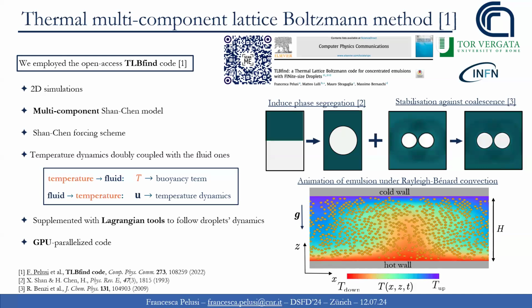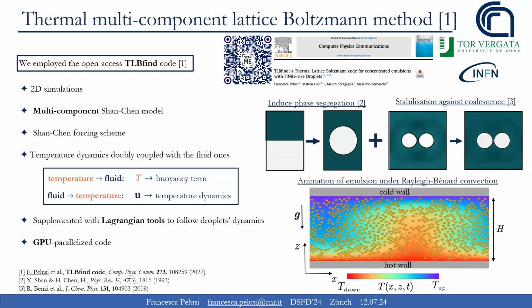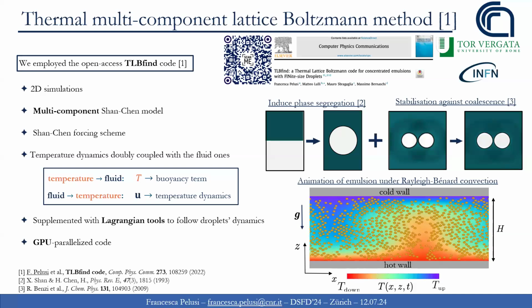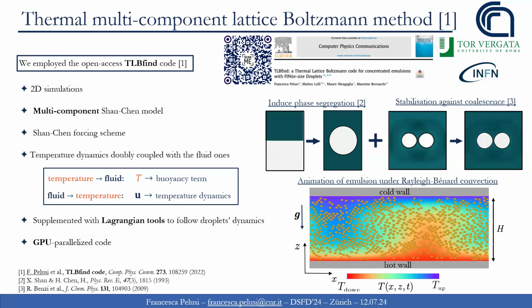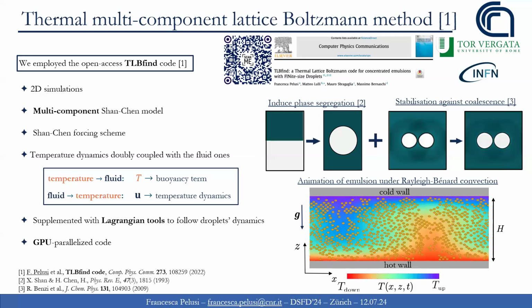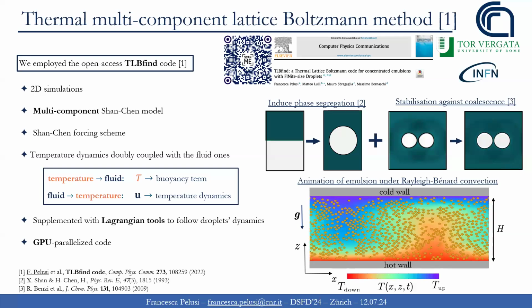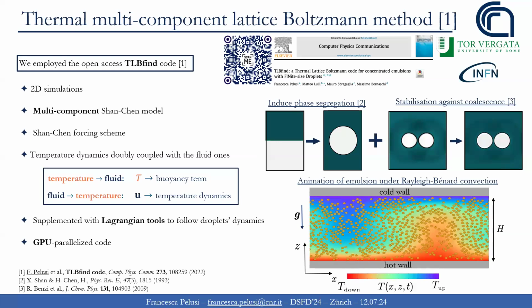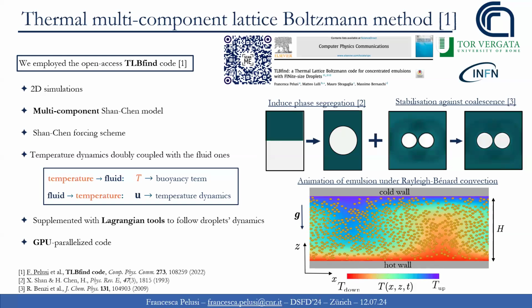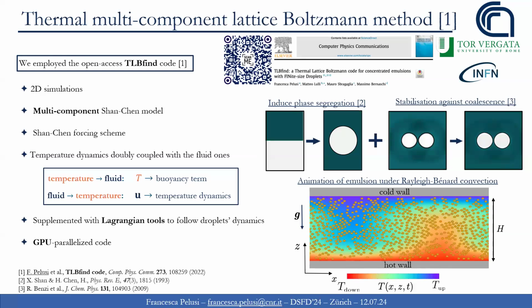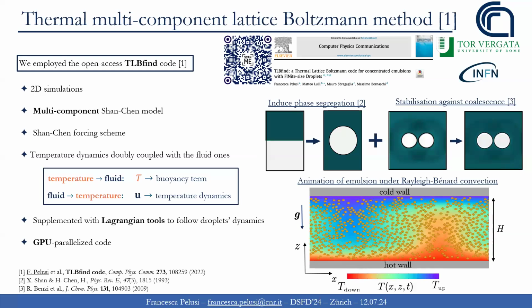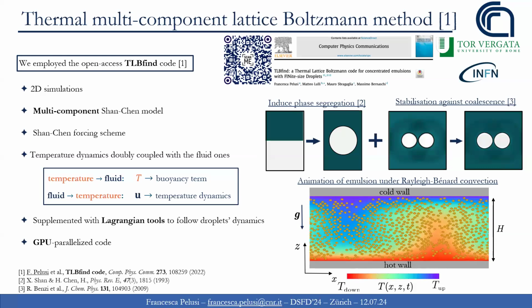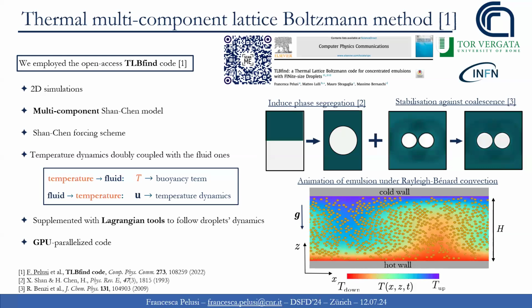The idea is to introduce two probability distribution functions for the two components, and a third one ruling the dynamics of the temperature, and the three dynamics are all coupled together. This code was very useful because, first of all, from the point of view of performance, it is GPU parallelized, so quite fast. And at the same time, it is supplemented with some additional Lagrangian tools that were necessary in order to characterize this kind of setup at the level of the droplet, so at the droplet scale.